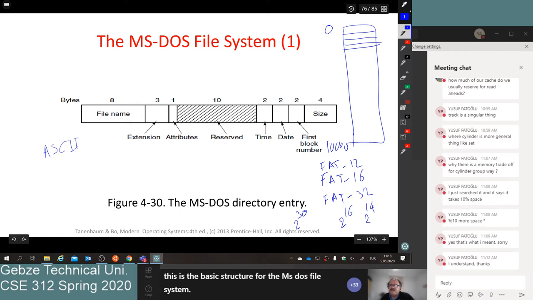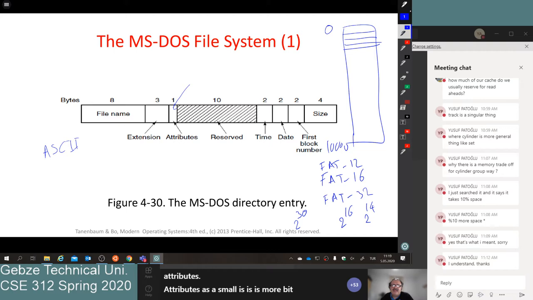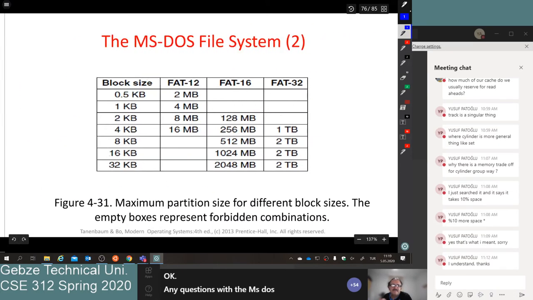Of course, this file name here could be another directory name. If it's another directory, I would know that it's a directory by looking at these attributes. Attributes has a small bit that says if that's a regular file or a directory. If it's a directory, then I go to the block of that directory, and I will see another directory structure there. Okay. Any questions with the MS-DOS file system?